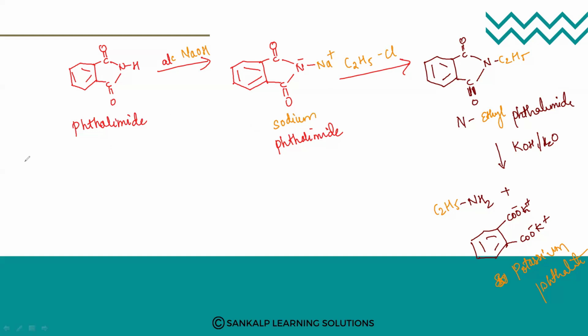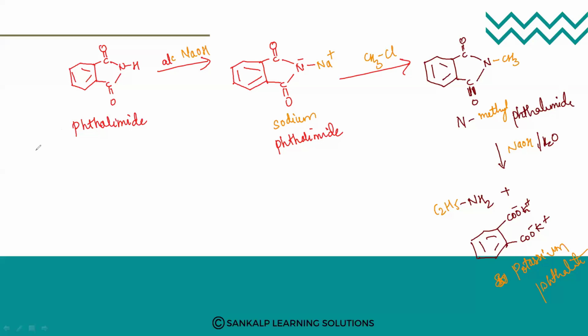Now, the alkyl halide. So let me change the alkyl halide also. Let me take methyl chloride. So instead of N-ethyl phthalimide, I'm going to get N-methyl phthalimide. Okay, what will be the name? N-methyl phthalimide. Now, I'm going to do hydrolysis with what? NaOH in the presence of water.